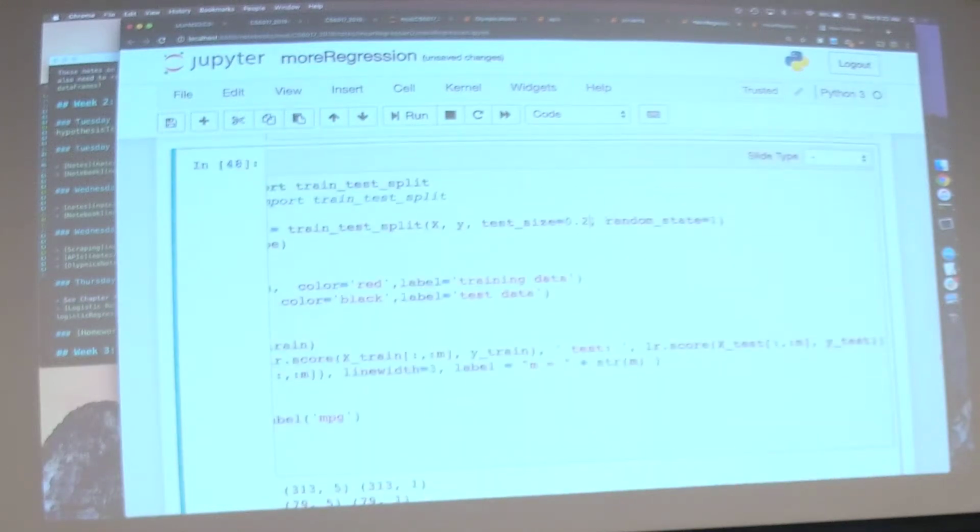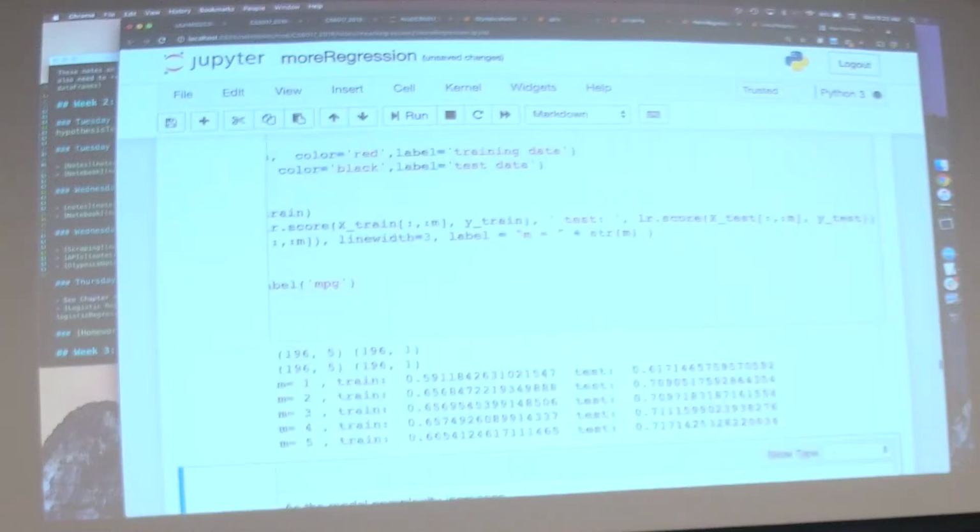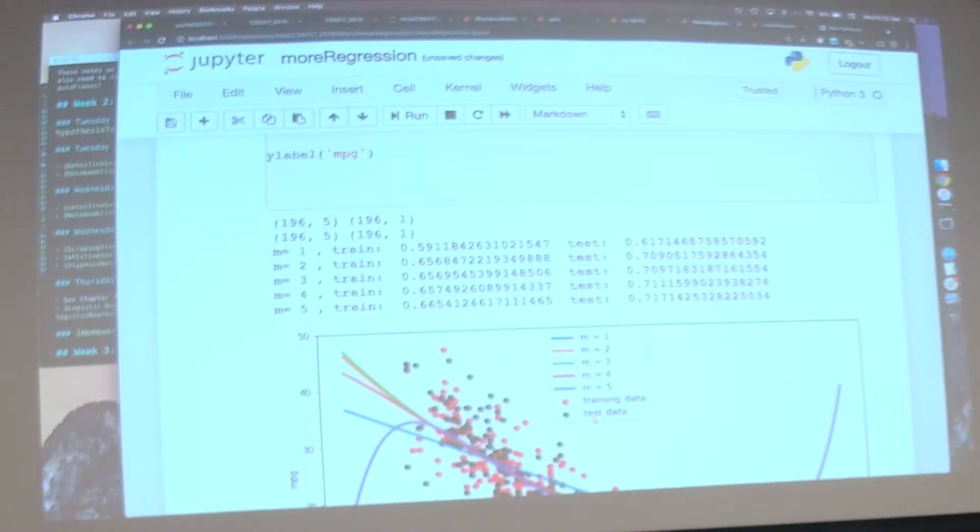Noise though, right? Well, the fact that it gets worse means we're overfitting. The fourth degree, it got better right now. Oh, it did? Yeah. I thought so. So let's look at this here. Interesting.